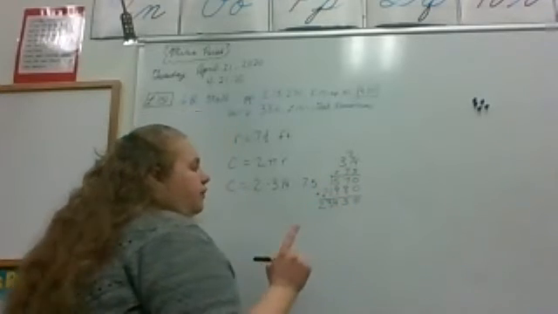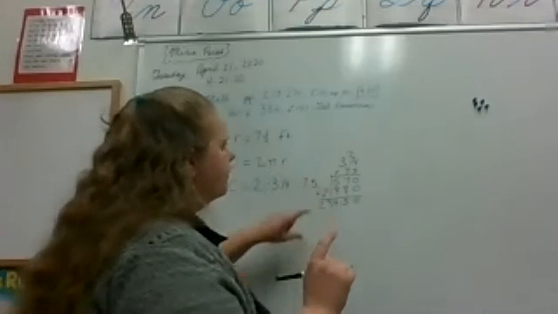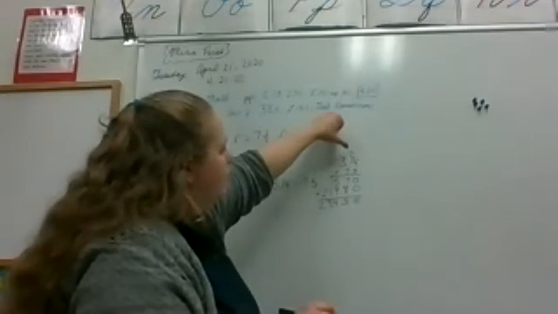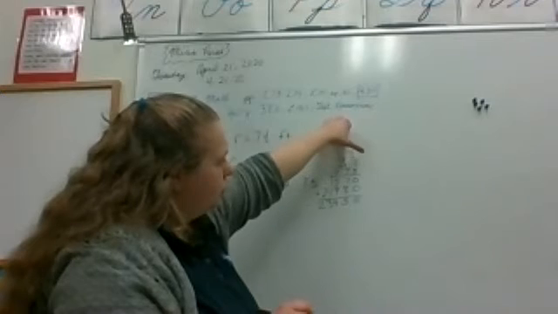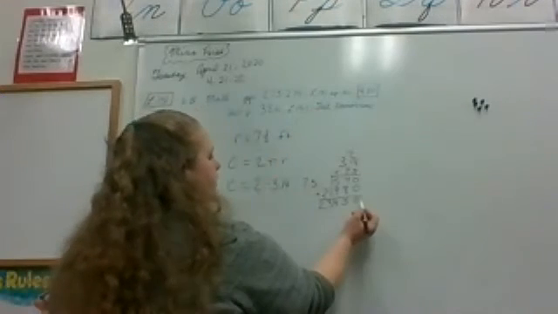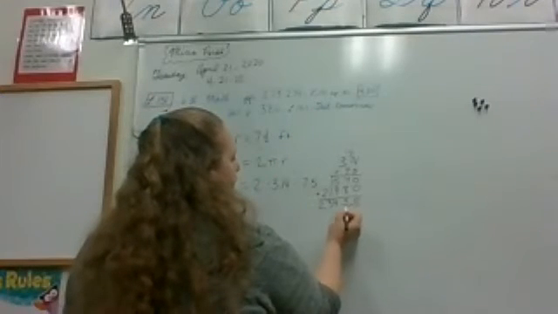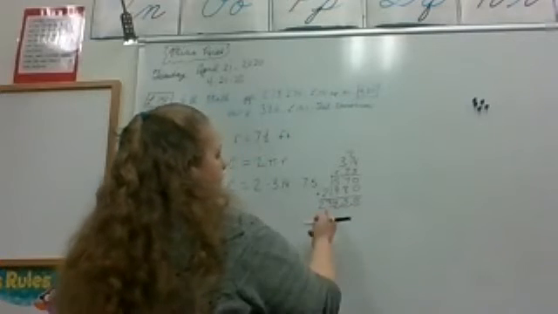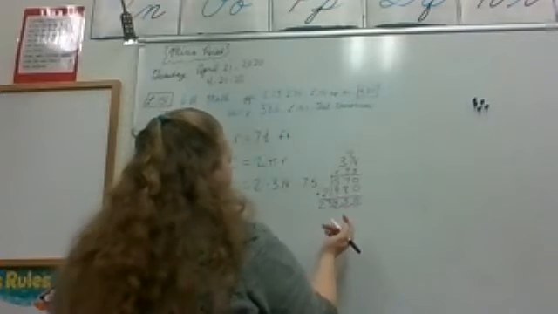Okay, now, one of the things that I want you to be careful of, and we've talked about this before, is how many decimal places. There's 1, 2, 3 decimal places. So we start here, we go 1, 2, 3. We're gonna put our decimal right there between the 3 and the 4. The answer is 23.55, okay?